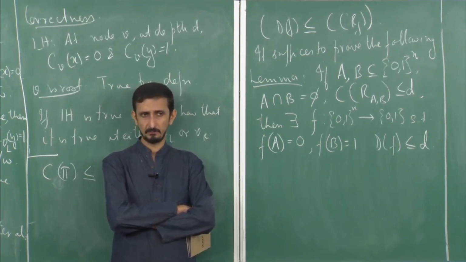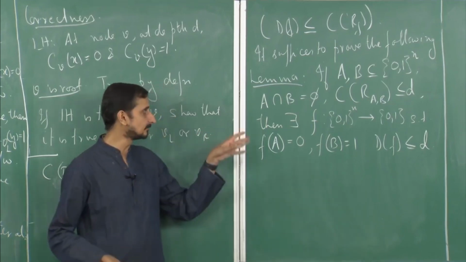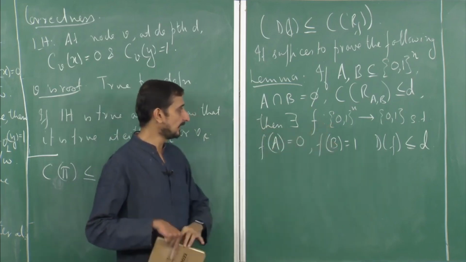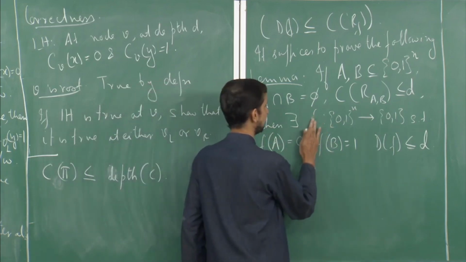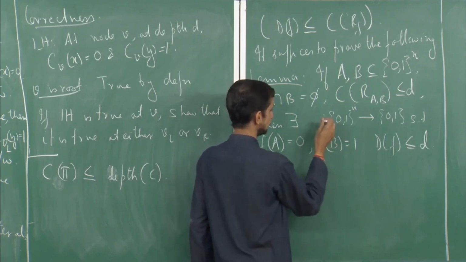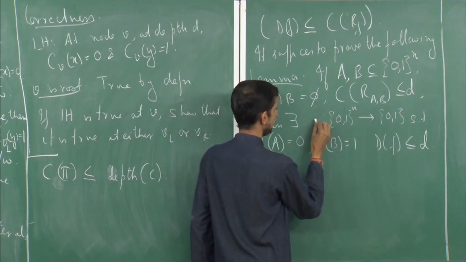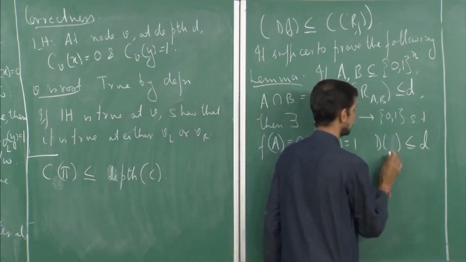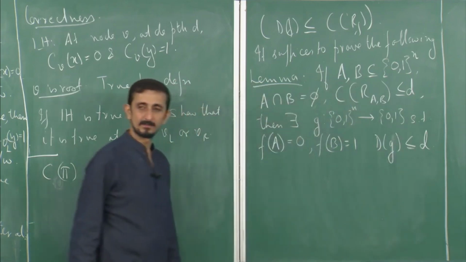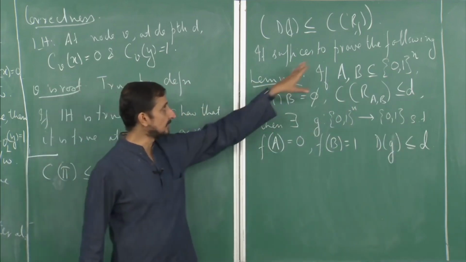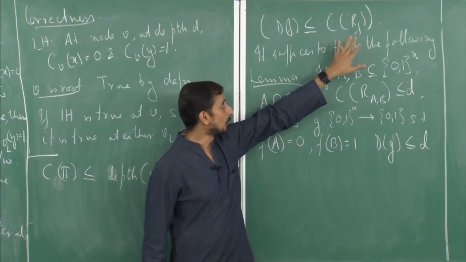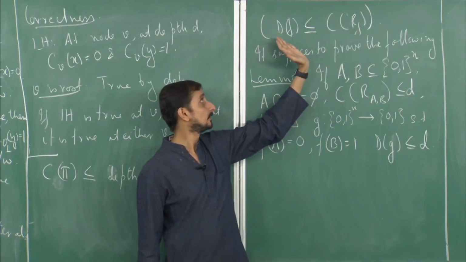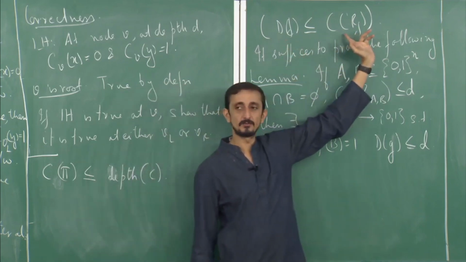So do you get the problem here? Let me try to understand this in a better way. Instead of f here, let me rewrite this as g, which I think will make it clearer, because we are using f in a different context. So there exists g such that this holds and D of g is at most D. Suppose I start with a function f, and I want to show that D of f is upper bounded by C of R_f.